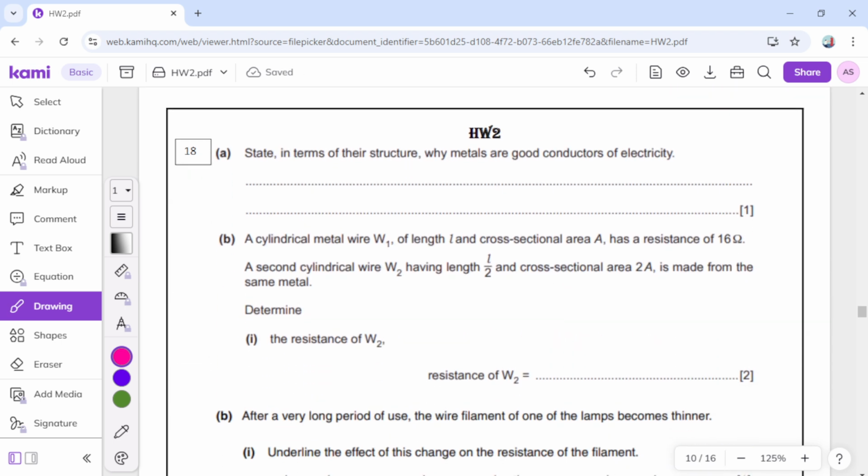State in terms of their structure why metals are good conductors of electricity. Because metals have free electrons.